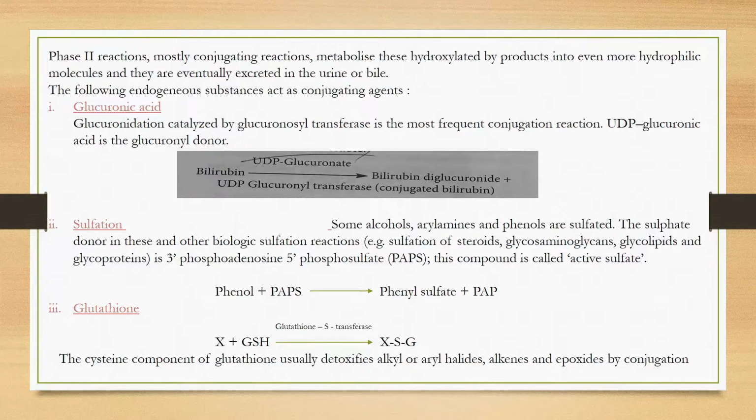Conjugation involves the addition of body metabolites to xenobiotics, rendering them more polar, non-toxic, and easily excretable compounds. Most of the conjugating agents act on xenobiotics which have already undergone biotransformation by phase 1 reactions.